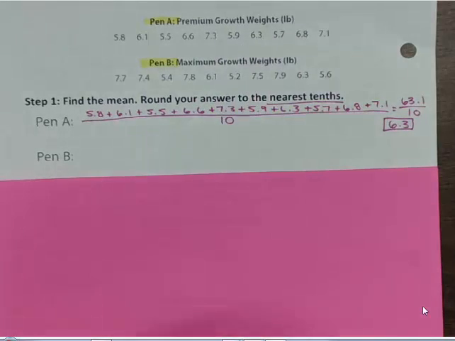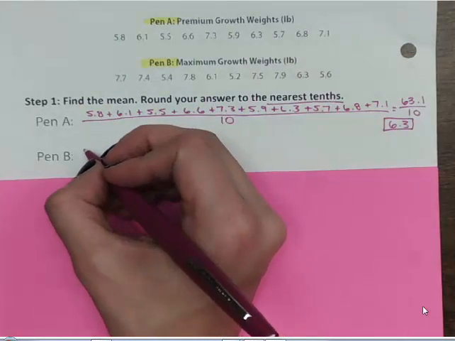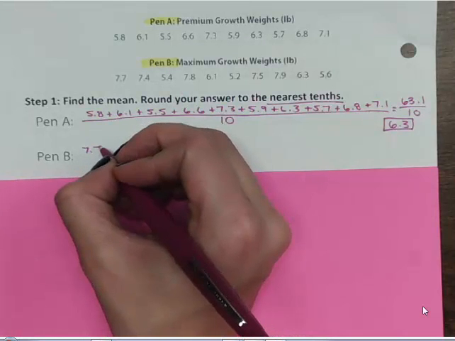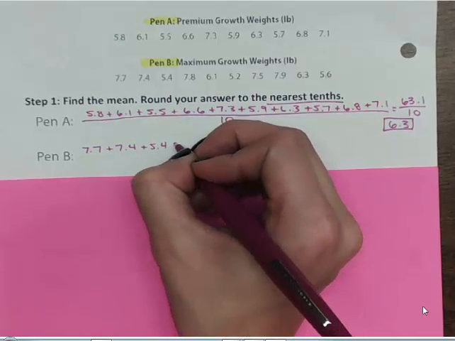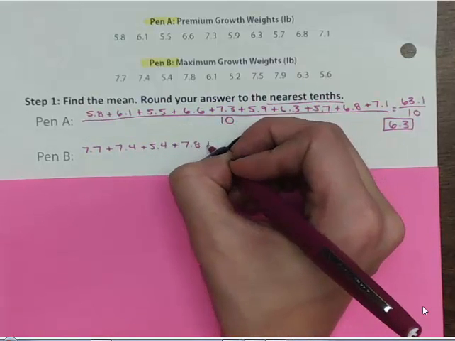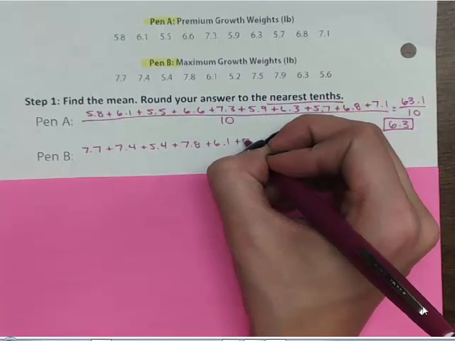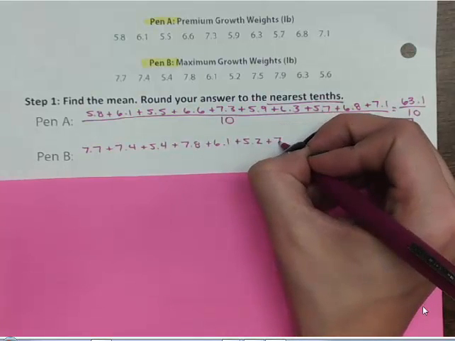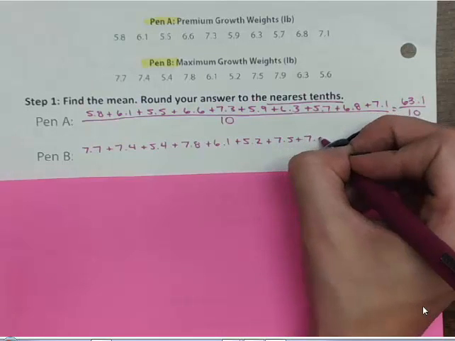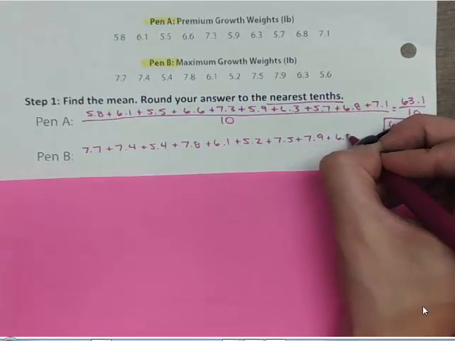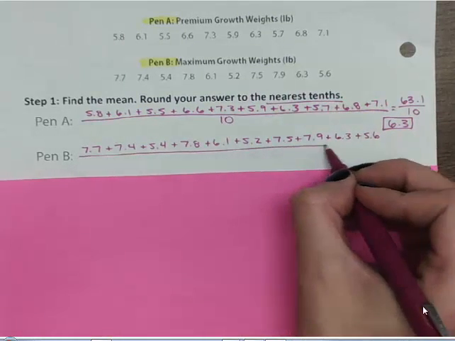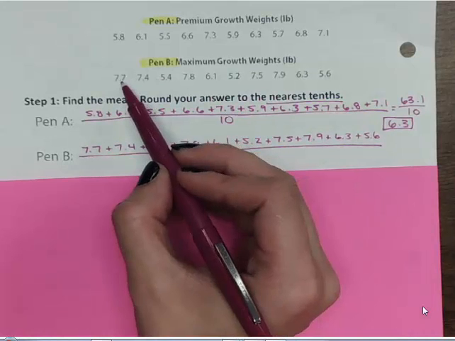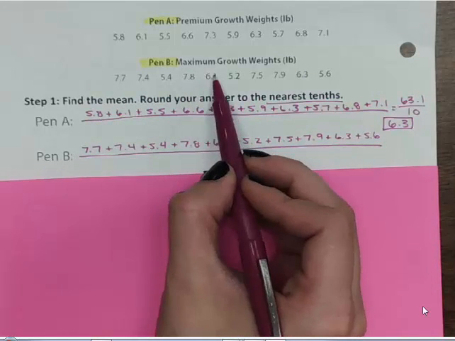Okay, same thing for pen B. I'm adding up all my data values: 7.7 plus 7.4 plus 5.4 plus 7.8 plus 6.1 plus 5.2 plus 7.5 plus 7.9 plus 6.3 plus 5.6. Again, I'm counting up the number of data values that I have: 1, 2, 3, 4, 5, 6, 7, 8, 9, 10.